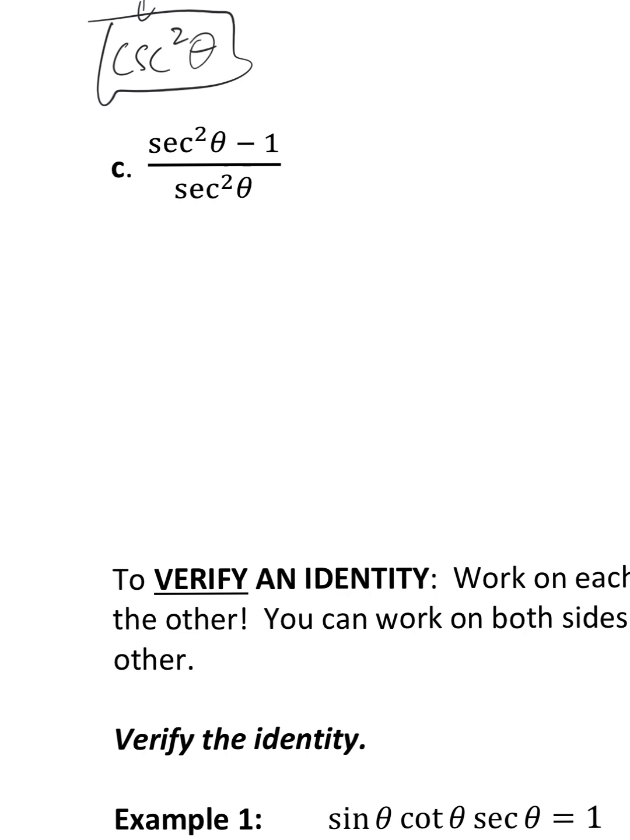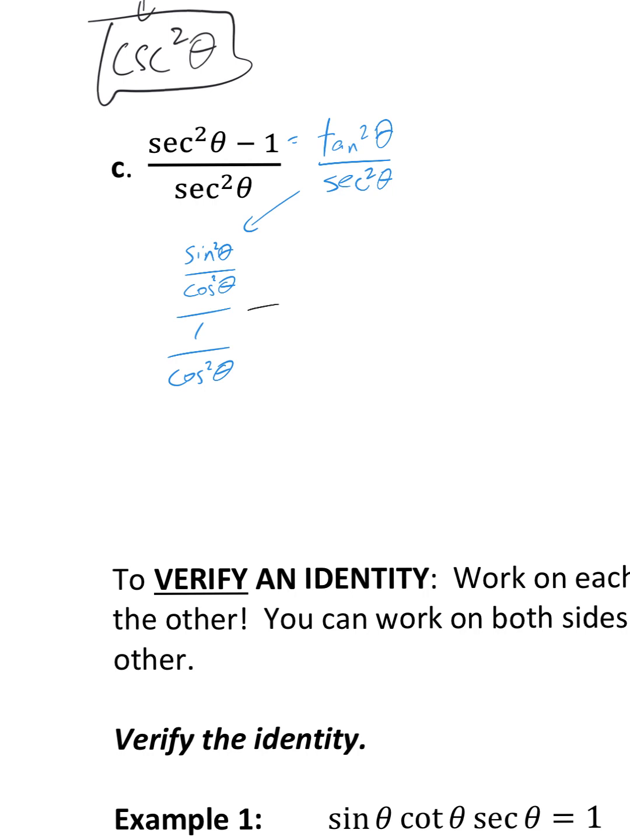Here's example C. So we've got secant squared minus 1 over secant squared theta. And so what we'll do is the top part is actually a Pythagorean identity. This will just be equal to tangent squared theta. And so now we have tangent squared over secant squared. And now let's turn everything into sines and cosines. Okay, so we've got sine theta over cosine theta, they're both squares, over 1 over cosine squared theta. Okay, keep in mind that since these pieces were squared, we'll keep the entire thing squared as well.